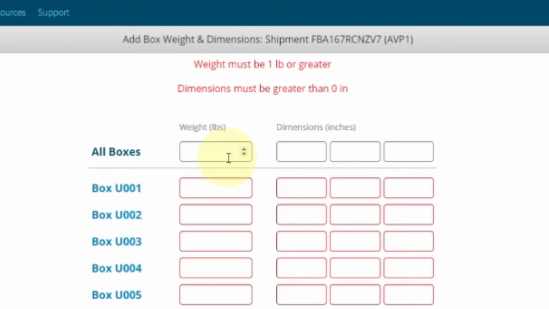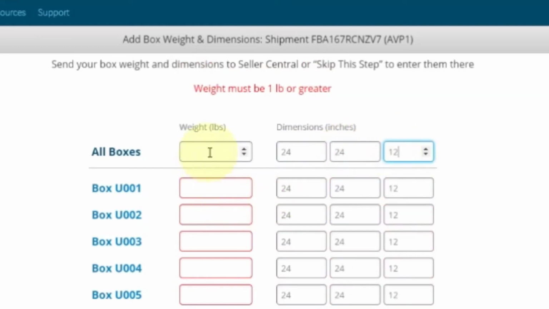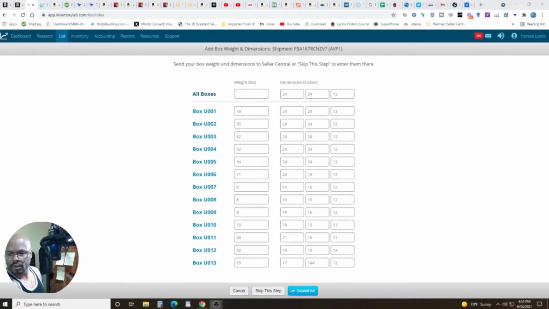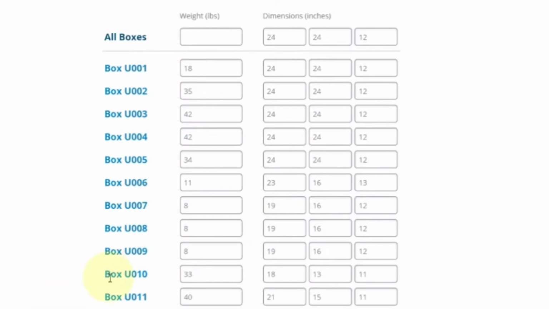Now, the first 5 boxes are pretty much the same as far as the dimensions. The first 5 are going to be 24 by 24 by 12. And then I'll go ahead and put the weights in. Now, once I get to box 6, I'm going to have to go and change those. So I'll do that, come right back. Okay, so now I got all my stuff in there.